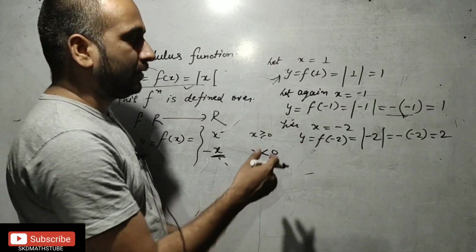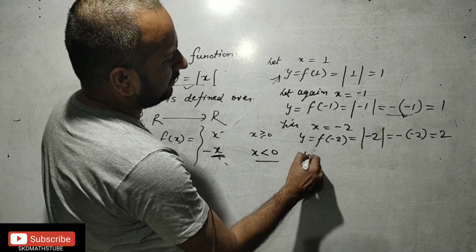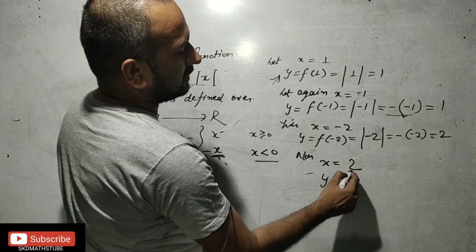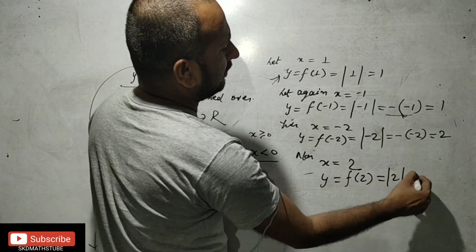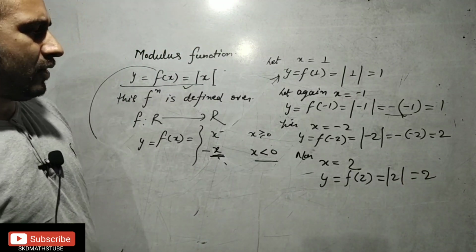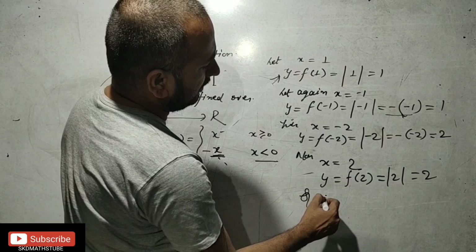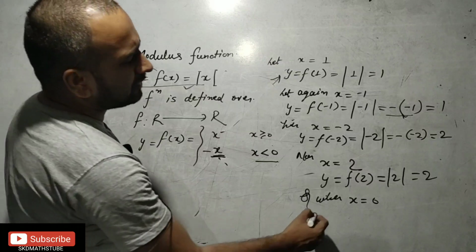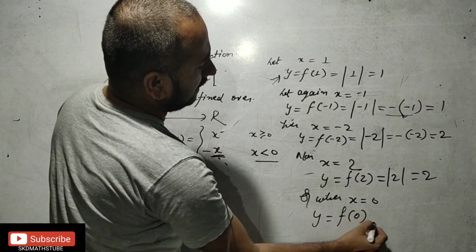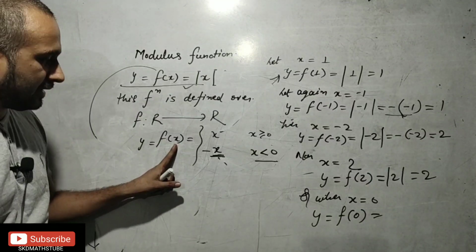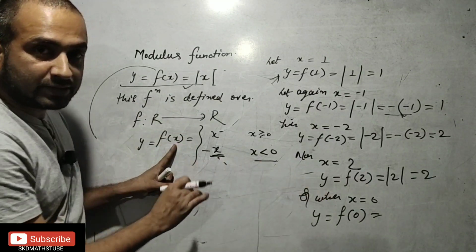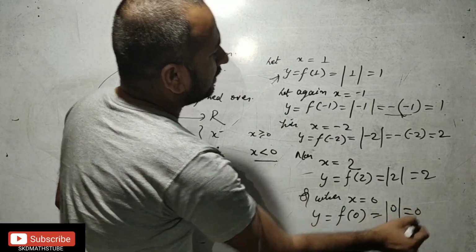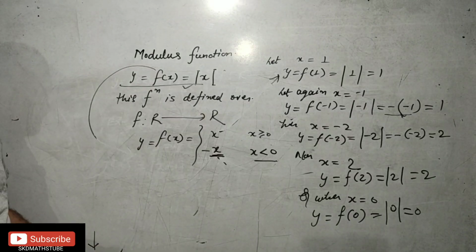Now students, take more points. Suppose I am taking x equal to +2, so y is f of 2, and f of 2 means modulus of 2, and modulus of 2 is every time +2. Now take one more point: when x is equal to 0, what is the value of y? y is f of 0. Every time we have to put whatever we are taking as x, right now 0, so f of 0 is modulus of 0, and modulus of 0 is already 0. Any issue students? Of course you have no issue.